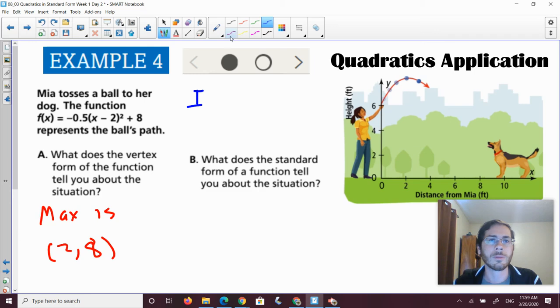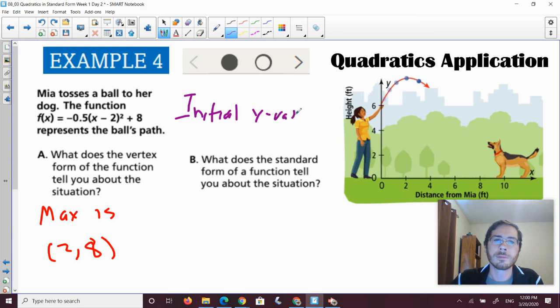I want to do this in purple. Like that, like that, like that, and like that. So we're going to get our initial y value from standard form. Now, we don't have standard form. We're only given vertex form. So that means that if I want to use standard form, I need to go ahead and put my equation into standard form.